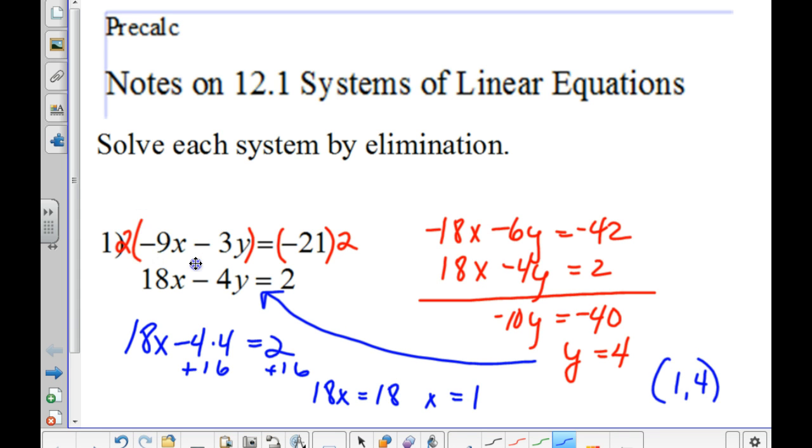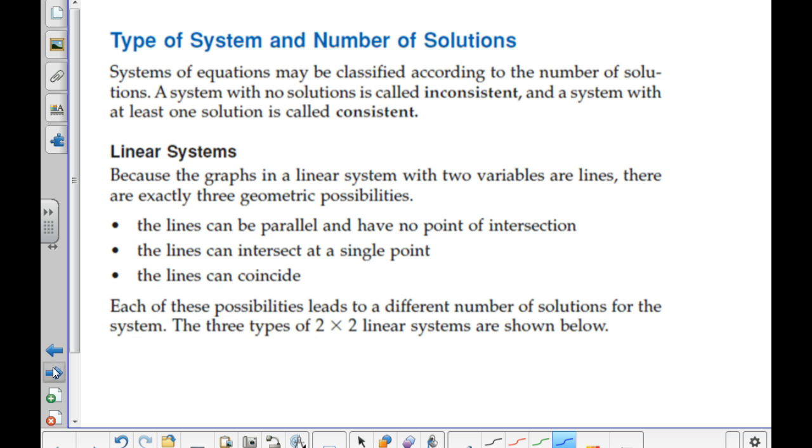Okay, and it's only a really silly person who gets these wrong on a test because you have a calculator in your hand. Check that it works in both equations. If we put it in up here, we get negative 9 minus 12 is negative 21. That seems to be okay. It has to work in both equations. If you do it correctly, it will work in both equations, but it's your easy check to see that you've gotten the right point.